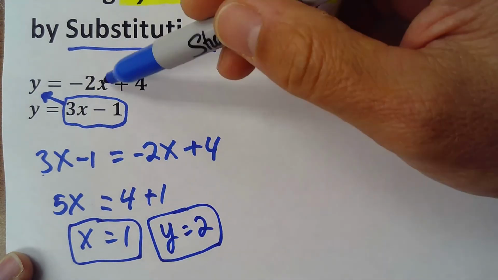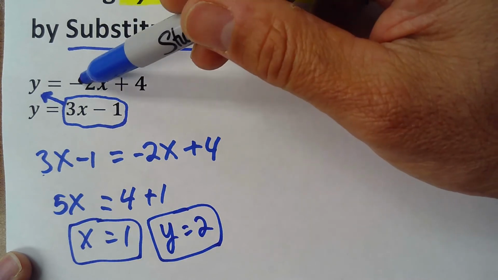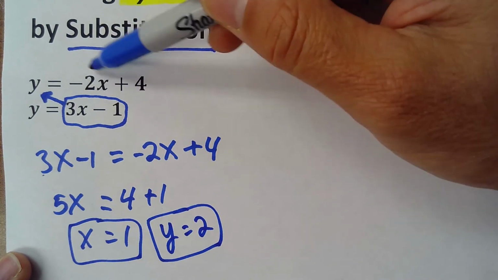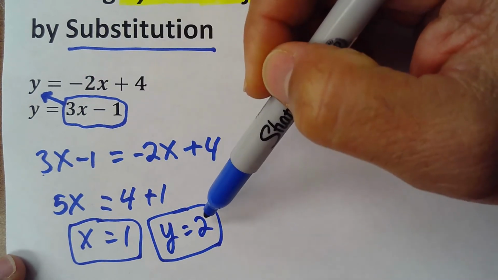Now let's check on the other equation. If we put the 1 here in the x, negative 2 times 1 is negative 2, and negative 2 plus 4 is positive 2. So we confirm the 2.